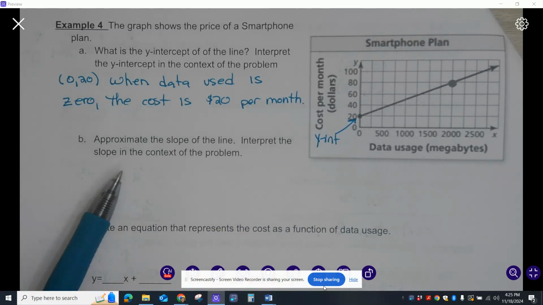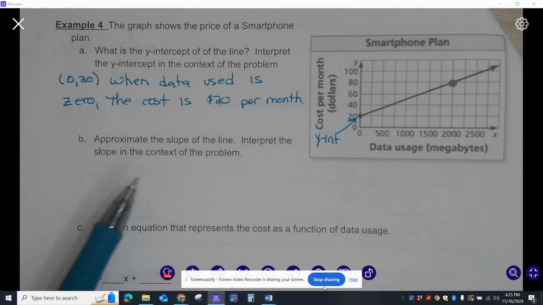This says approximate the slope of the line and interpret the slope in context of the problem.